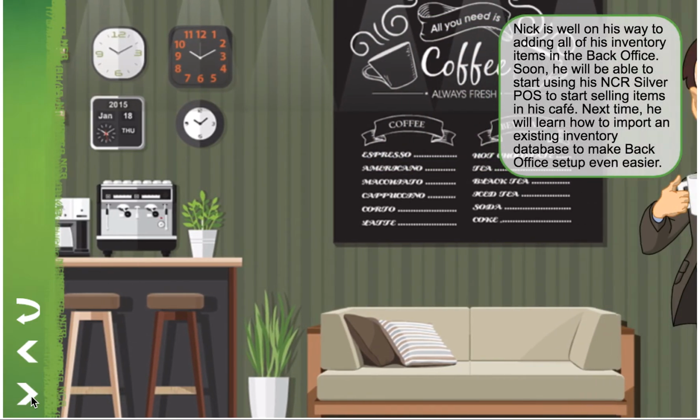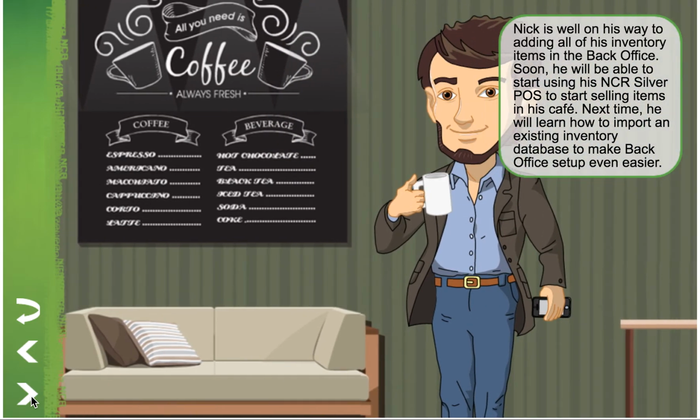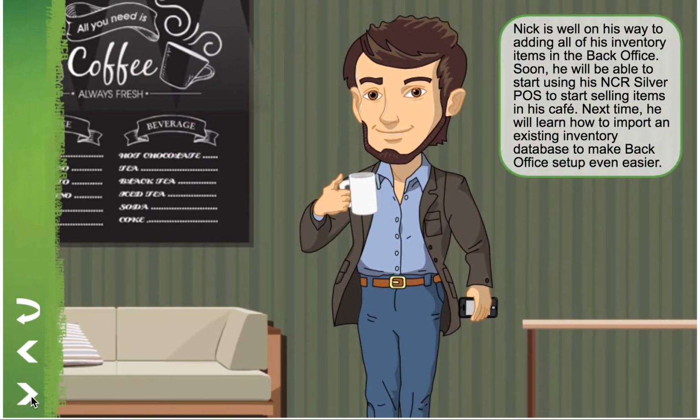Nick is well on his way to adding all of his inventory items in the back office. Soon he will be able to start using his NCR Silver POS to start selling items in his cafe. Next time, you will learn how to import an existing inventory database to make back office setup even easier.